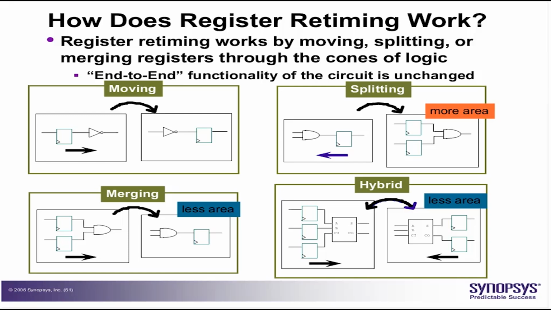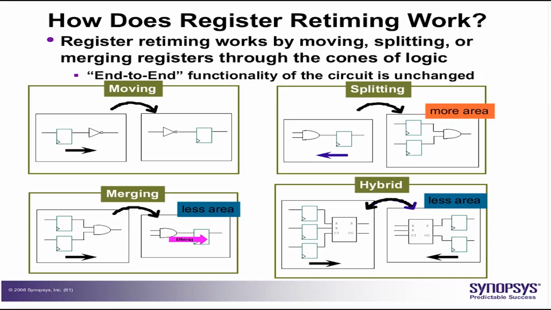So register moving involves, a register that was before an inverter can be moved to the output of the inverter. In case of splitting, the register at the output of a gate can be moved to the input of the gate, but now it has to be duplicated. It has to be present at both the inputs, or all the inputs if there are more than 2 inputs. In case of merging, it happens the other way around. The registers at the input are removed and the register is placed at the output.